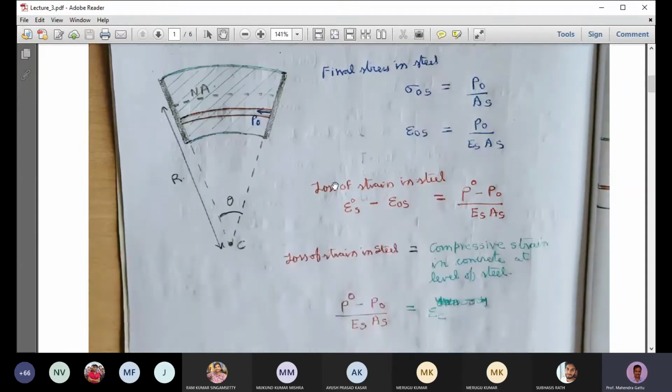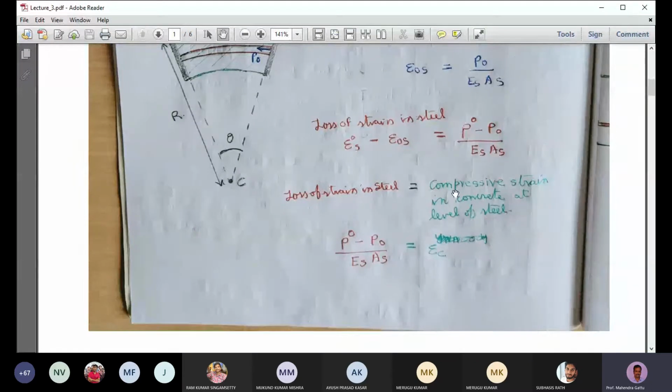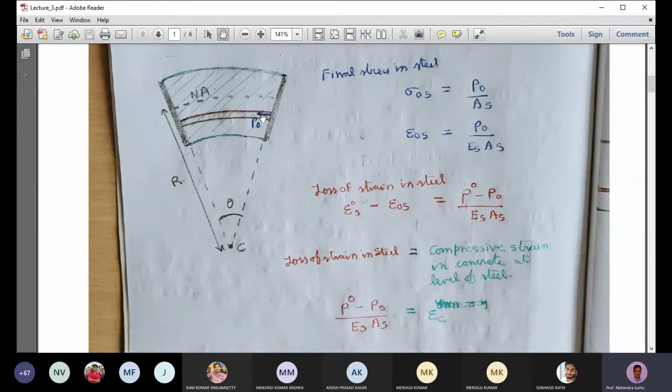So we'll have that equation here. The loss of strain in steel, which is initial strain minus the final strain, is equal to P naught minus P naught by E_s A_s, and this loss in strain of steel is equal to the gain in compressive strain in concrete at the level of the steel. So this is the compatibility condition. We can write epsilon_c is equal to P naught minus P naught by E_s A_s. Epsilon_c refers to the concrete which is located at the level of the tendon.